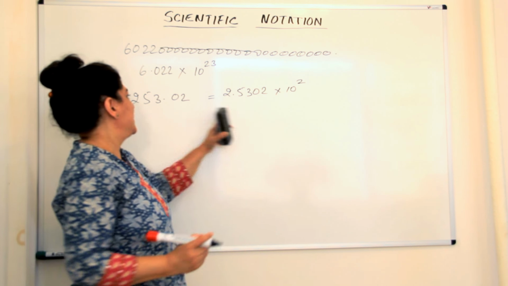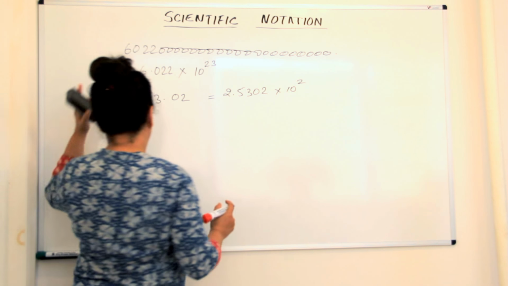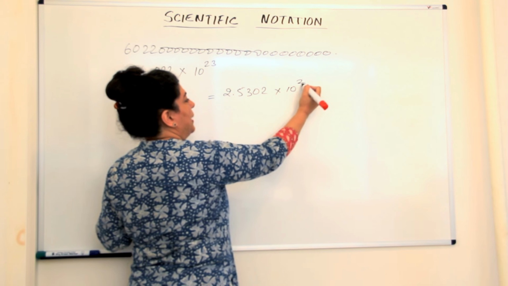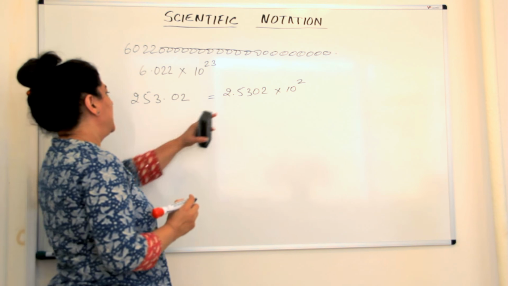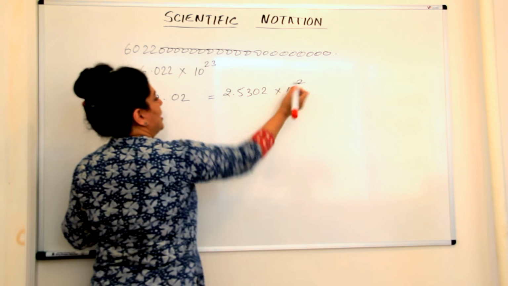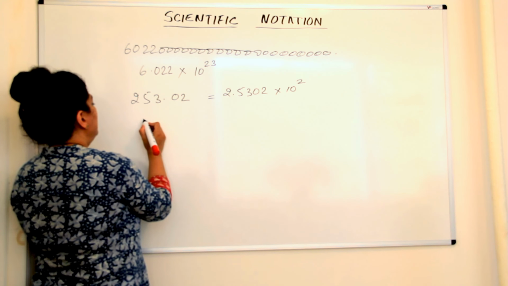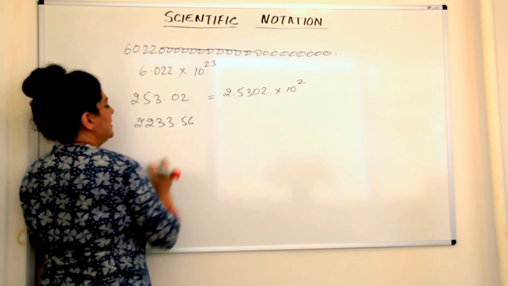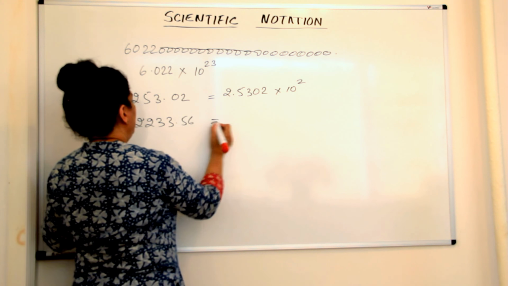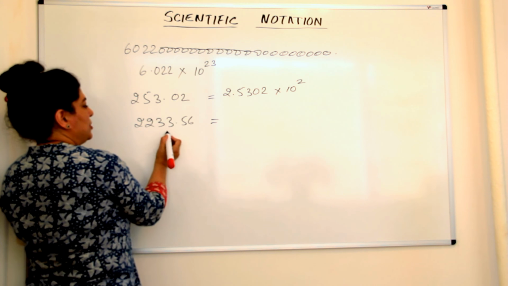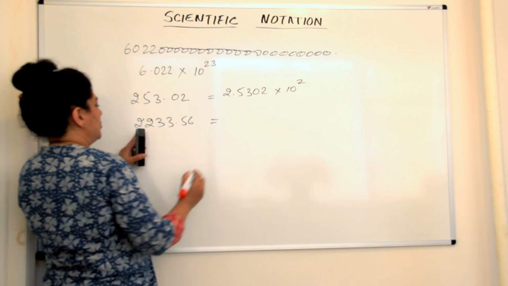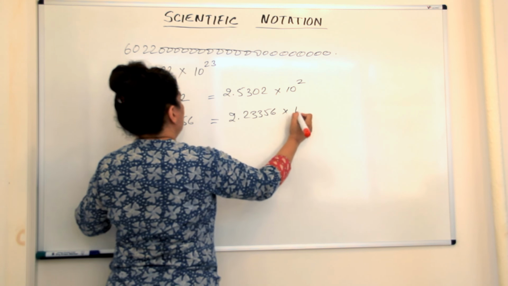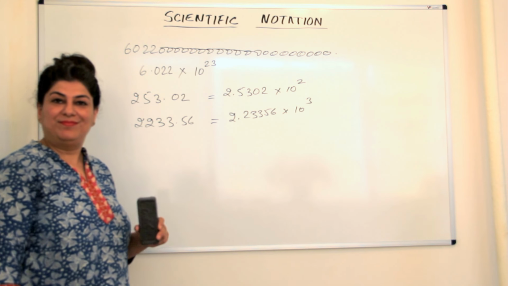Whenever you shift the decimal towards your left, you multiply the 10 by that same number. It becomes the exponent. 2 positions here, so the exponent is 2. Another example, 2233.56. This has to be converted. How many positions are we shifting the decimal now? The decimal is being shifted 3 positions. So this would be 2.23356 times 10 to the power 3.